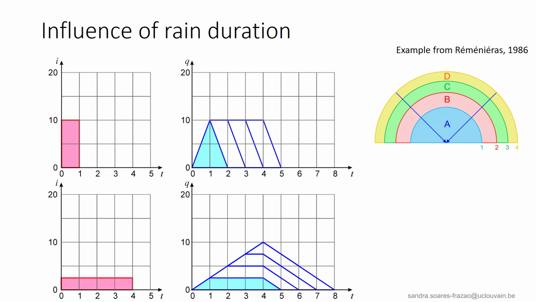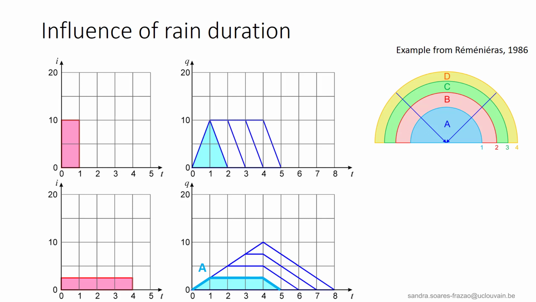Let's consider now a rainfall with the same total volume of 10 mm, but with a duration of 4 hours and an intensity of 2.5 mm per hour. The resulting hydrograph for subbasin A increases until Tr equal Tc of subbasin A, that is 1 hour. Then it remains constant until Tr, that is 4 hours. And then it decreases for 1 hour.